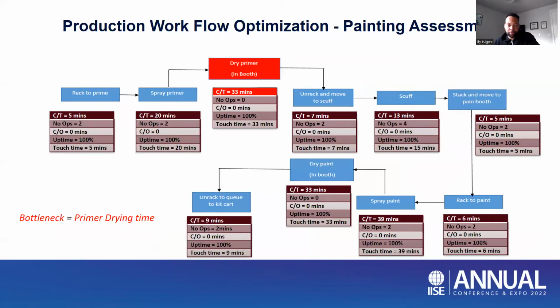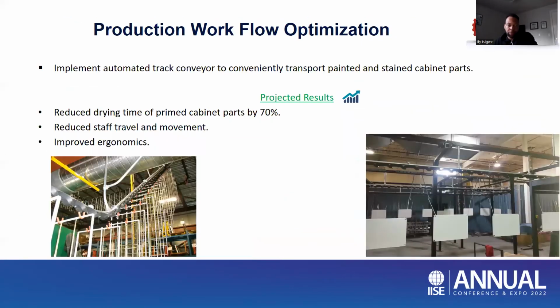This is just a chart that shows the time study that we did on the painting assessment side, everything that they did from racking of the cabinets all the way down to unracking and leaving the cabinets in the kit cart. We measured the cycle time, and you could see that the highest bottleneck in the entire process was drying the primer. So we thought about what we could do to improve the way that they dry their parts. Some things that we talked about was implementing an automated rack.